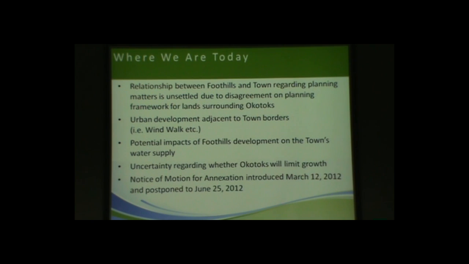The relationship between Foothills and the town regarding planning matters is unsettled due to disagreement on planning frameworks for land around Okotoks. An example would be the approval by the MD of Foothills of urban development adjacent to town borders. And there are several like developments that other landowners are contemplating near Okotoks.